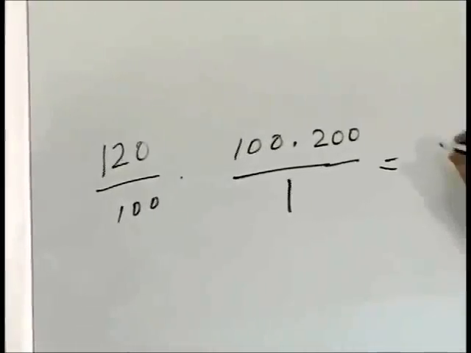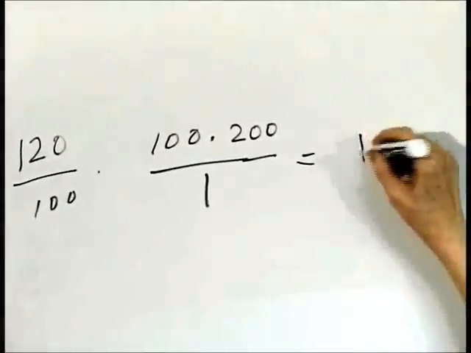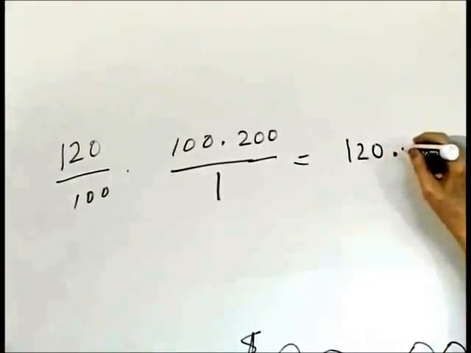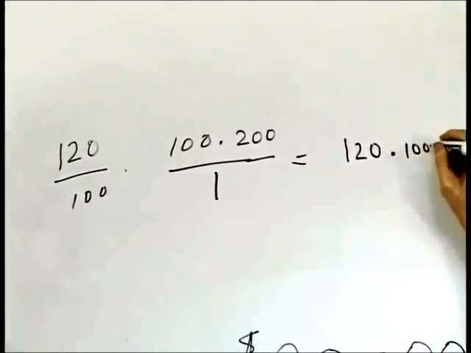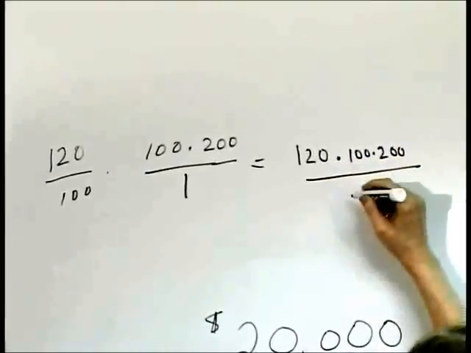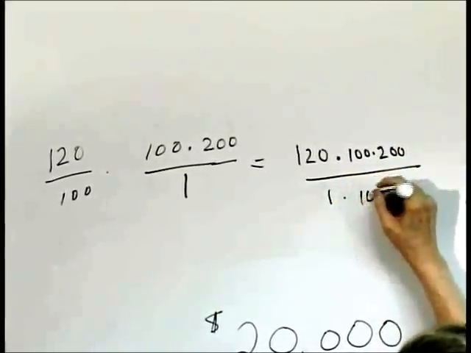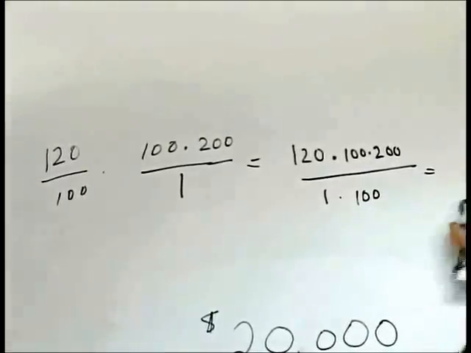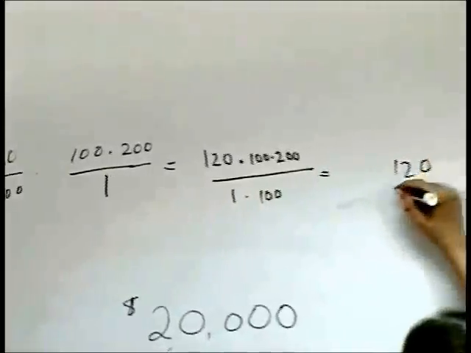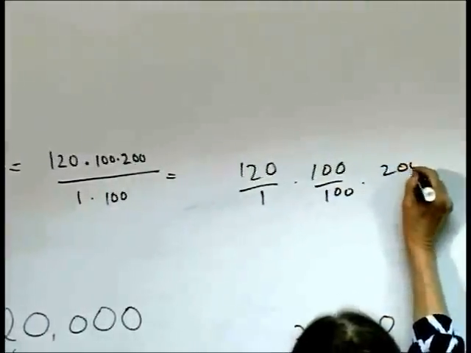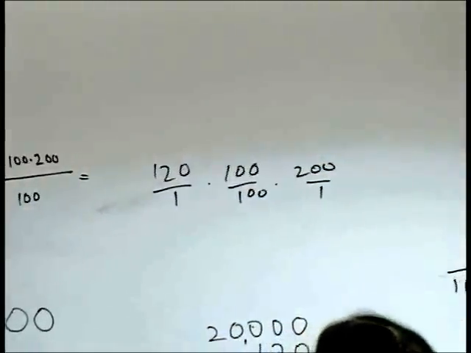Now, I'm going to state this a little differently. It would be 120 times 100 times 200, all over 1 times 100. So I could actually call this 120 over 1 times 100 over 100 times 200 over 1, right?